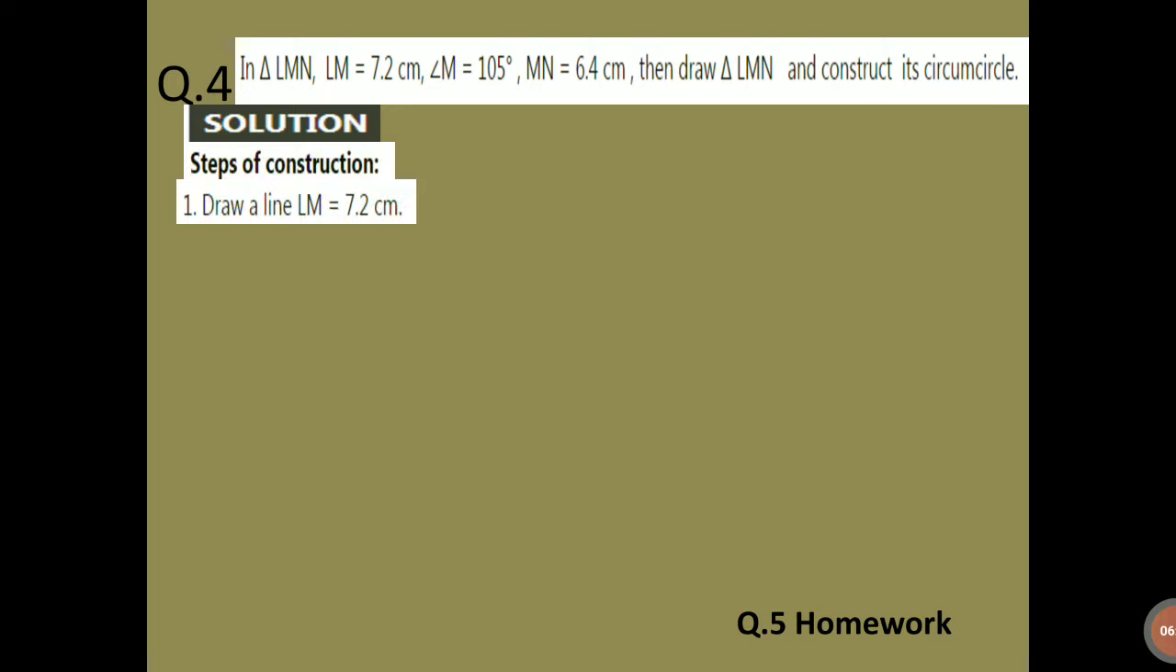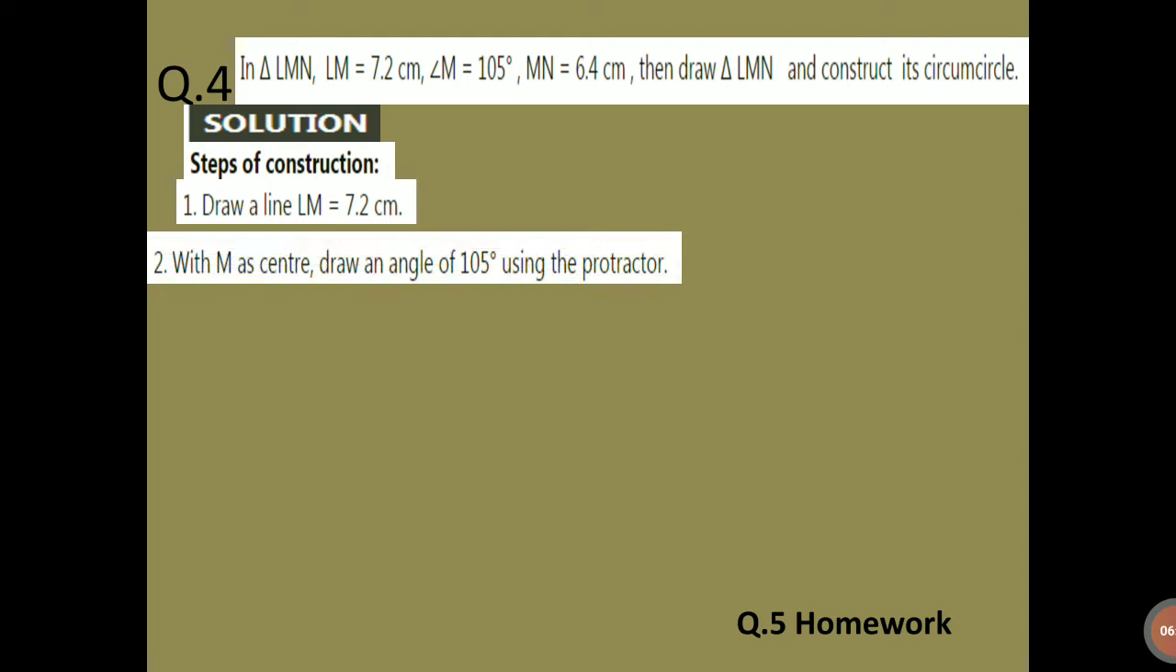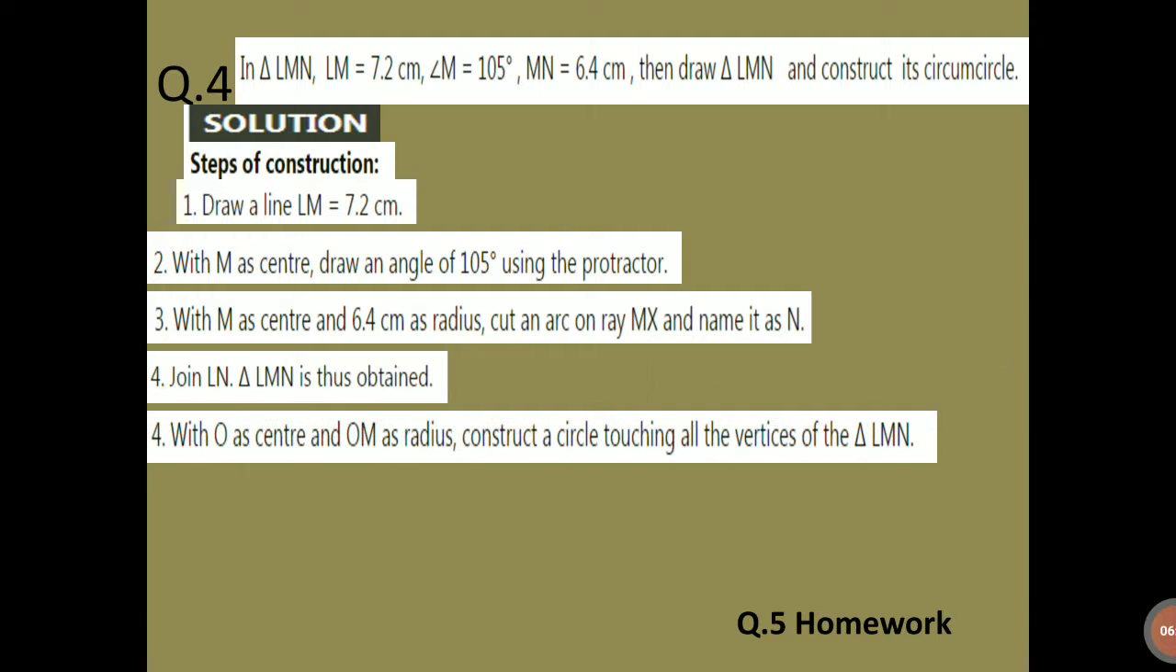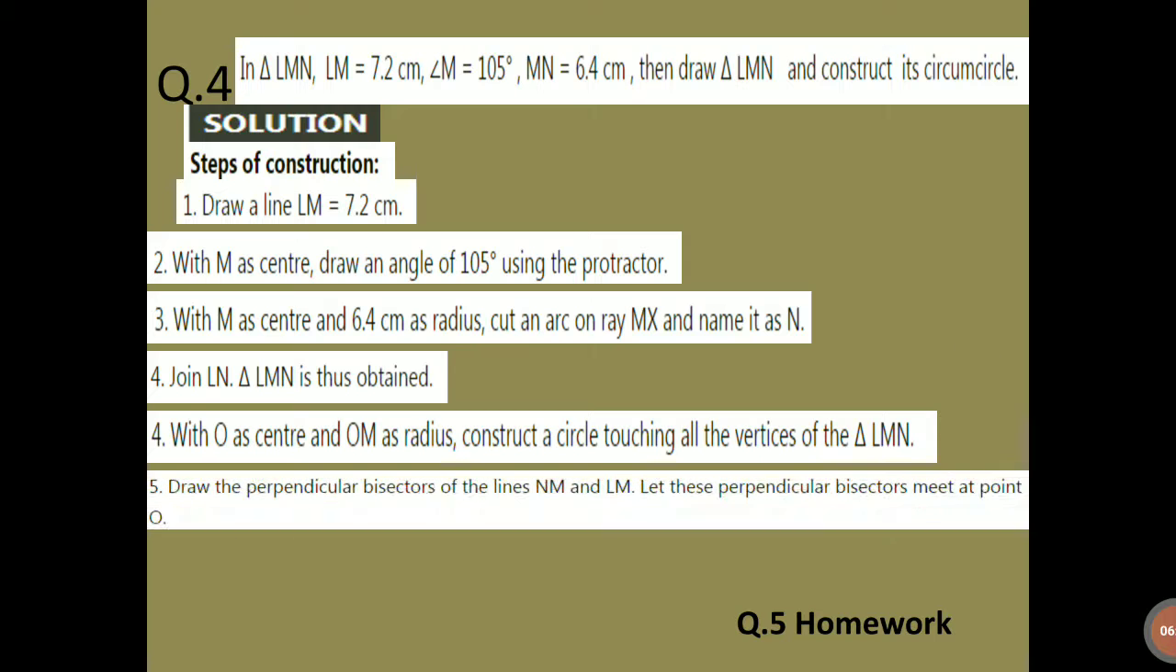Solution steps: draw a line LM equal to 7.2. With M as center, draw an angle of 105 degrees using the protractor. With M as center and 6.4 centimeters as radius, cut an arc on ray MX and name it N. Join LN. Triangle LMN is thus obtained. With center O and OM as the radius, construct a circle touching the vertices of triangle LMN.